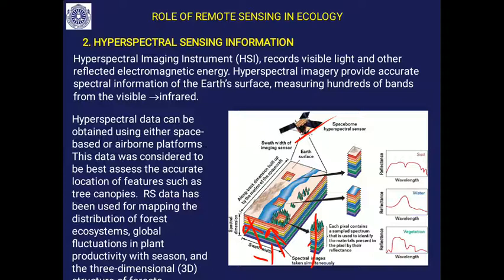So remote sensing data has been used for mapping the distribution of forest ecosystems, global fluctuations in plant productivity with the season, and the three-dimensional structures of different landscapes. So these can be obtained with this remote sensing sensor information.